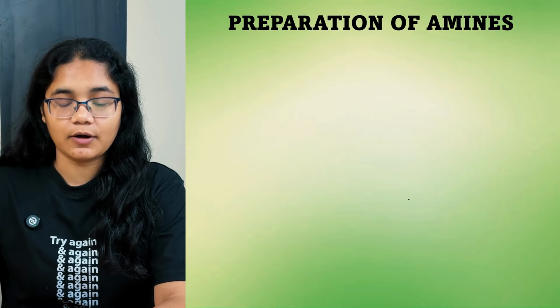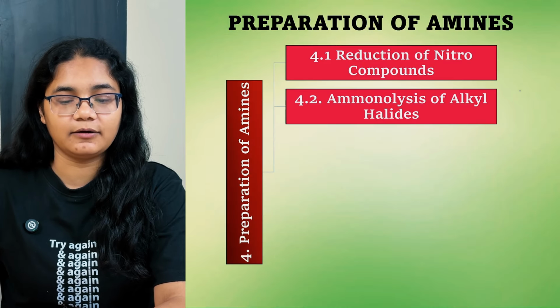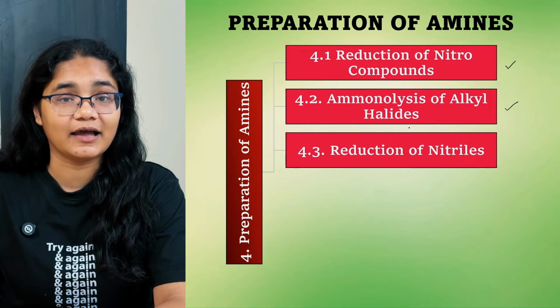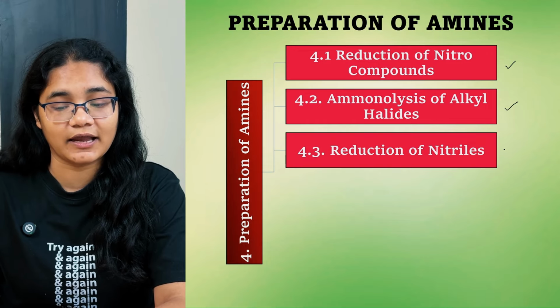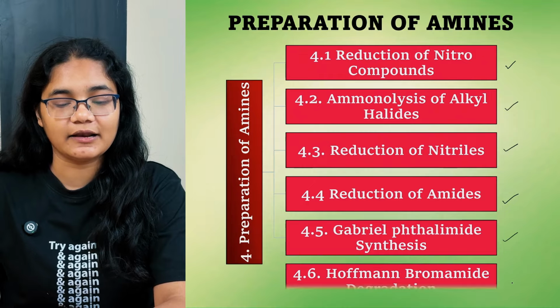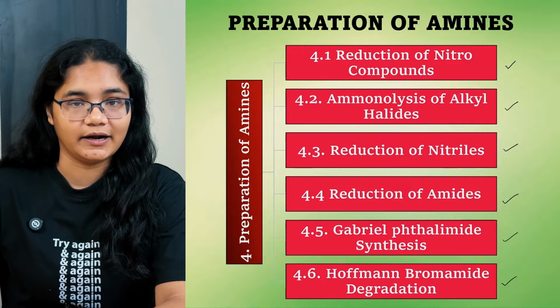Okay, now we'll talk about the preparation of amines. So there are different methods. The first one is reduction of nitro compounds. Then we have reduction of alkyl halides, ammonolysis of alkyl halides, reduction of nitriles, reduction of amides, Gabriel phthalimide synthesis, and Hofmann bromamide degradation reaction.